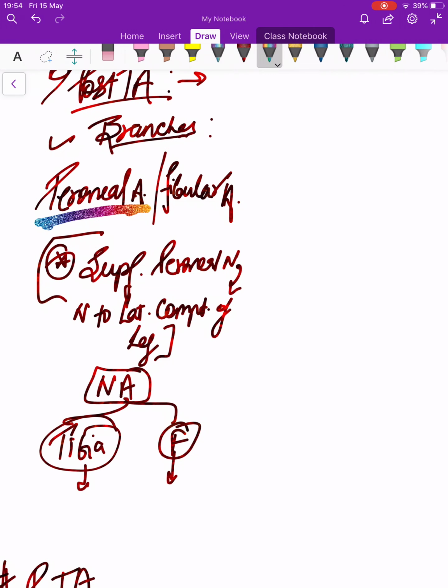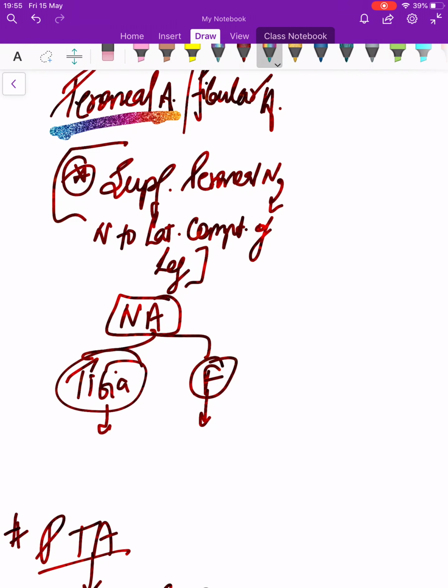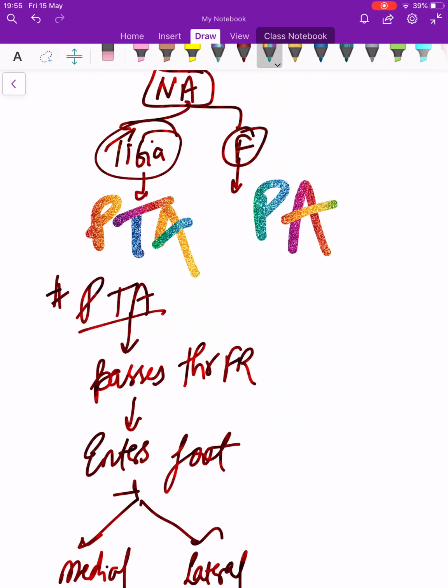So nutrient branch to the tibia, it is a posterior tibial artery. ठीक है, to the tibia it is posterior tibial artery, but to the fibula it is peroneal artery. ठीक है, to the fibula it is peroneal artery, right.